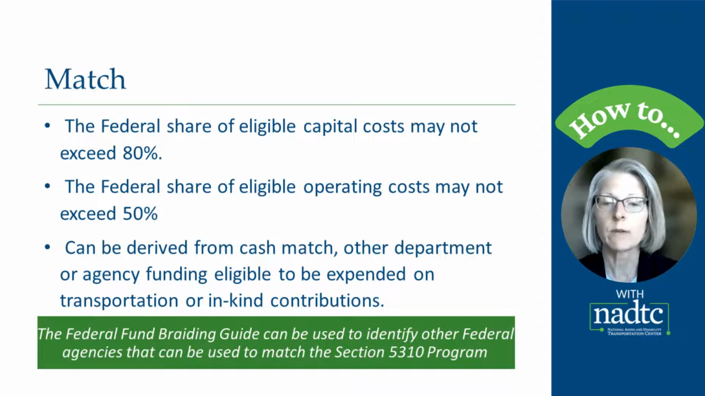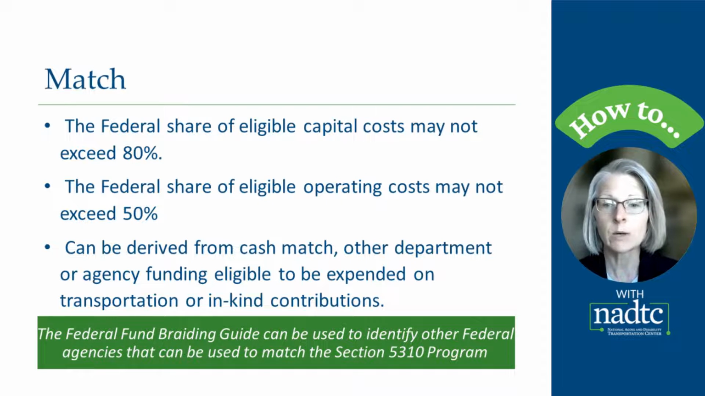The federal share of eligible capital costs may not exceed 80%, and the federal share of eligible operating costs may not exceed 50%. Local funds that can be used to match the federal funds can include undistributed cash, a service agreement with a state or local social service agency, or a private social service organization, other governmental or federal funds eligible to be expended for transportation, or in-kind contributions.